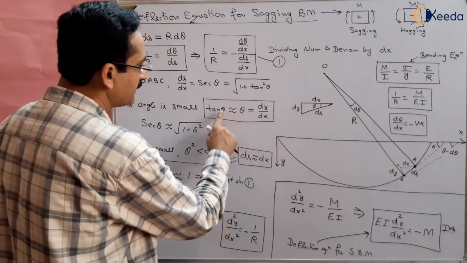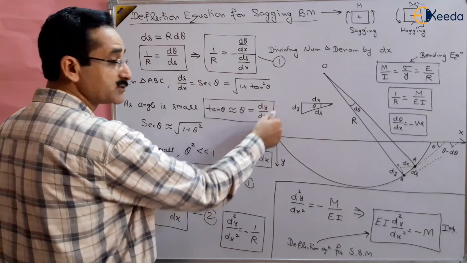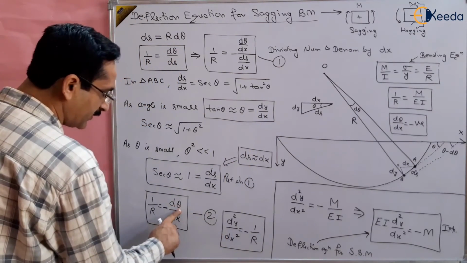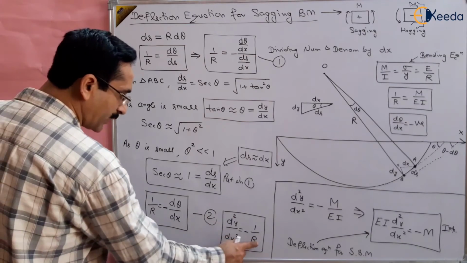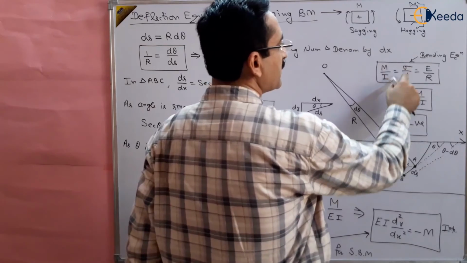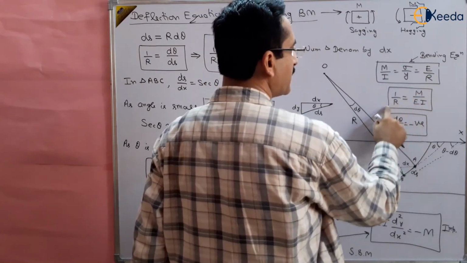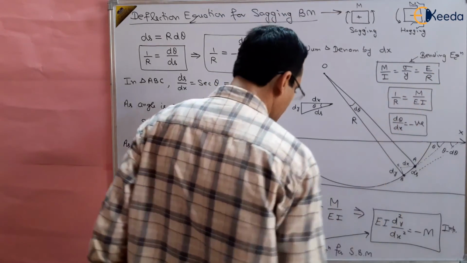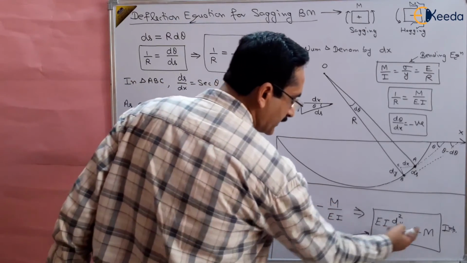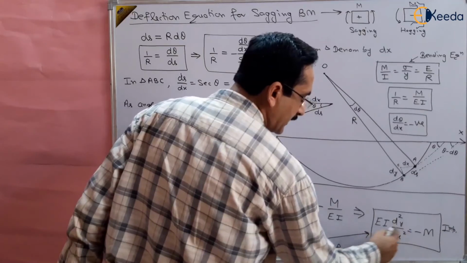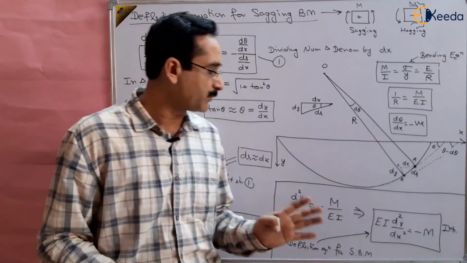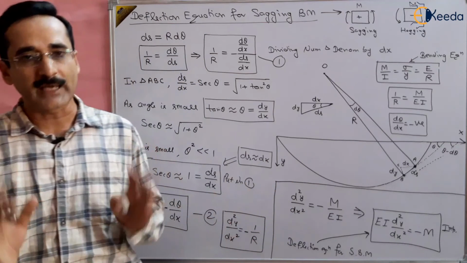And what is theta? It is dy by dx, the slope basically, tan theta, and we have written theta value as dy by dx, so d2y by dx square is equal to minus 1 by r. And from the bending equation M by I equals sigma by y equals E by R, 1 by r can be found out as M by EI. Put that here, and we will finally get the deflection equation: EI d2y by dx square is equal to minus M. So this is the deflection equation for sagging bending moment.